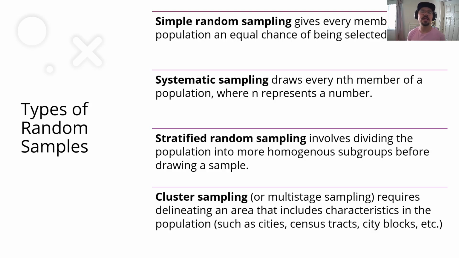But what you can do is, if I'm studying the Inland Empire, I'm going to draw this number of people from Fontana, this number of people from Moreno Valley, this number from Riverside, this number from San Jacinto, and so on and so forth. Okay, so that's cluster sampling.